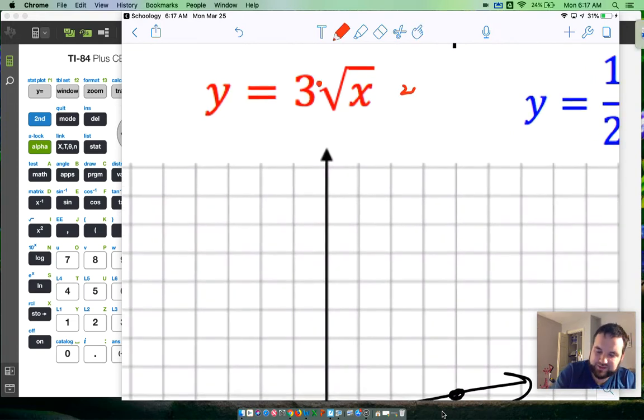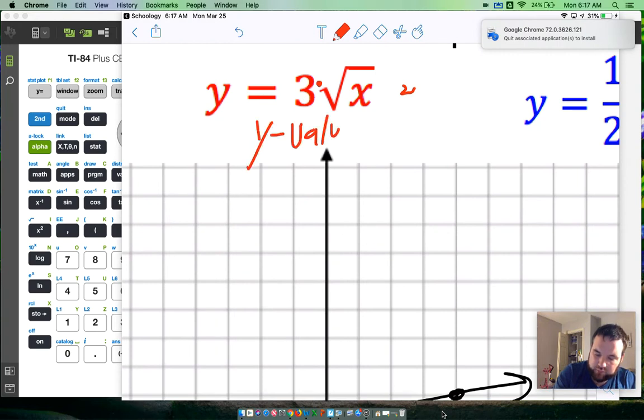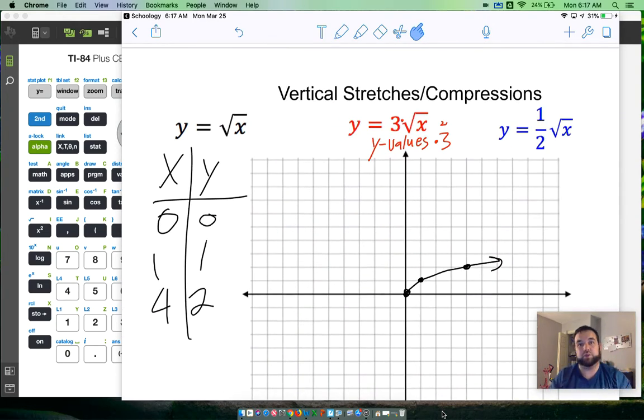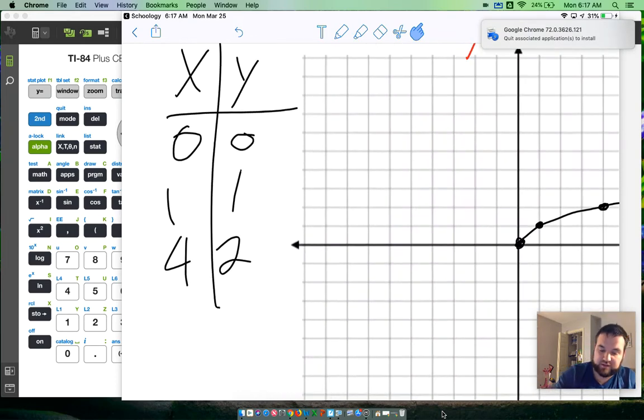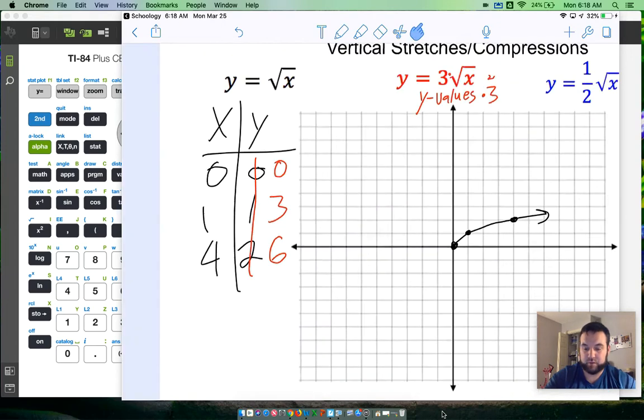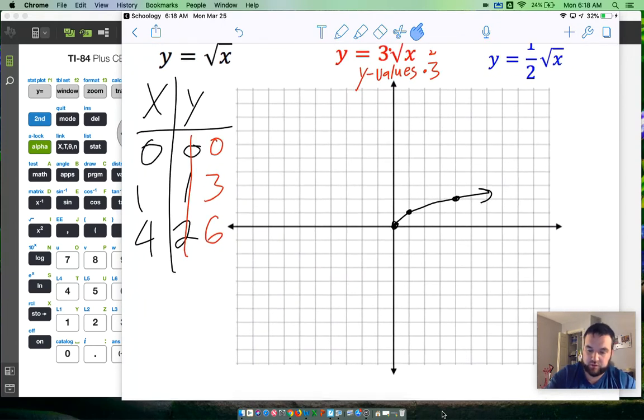So what that means is I'm going to take the y values and I'm going to triple them. Okay, so I'm just going to take the y values from the parent function and multiply them by 3. So instead of 0, 0, 1, 1, and 4, 2, these will now be 0, 3, and 6, keeping the x values the same. Okay, so then those are my new coordinates.